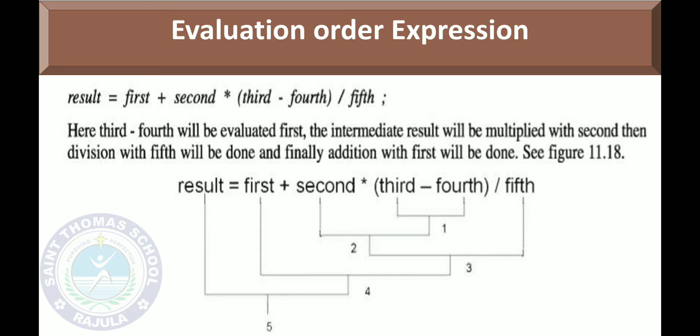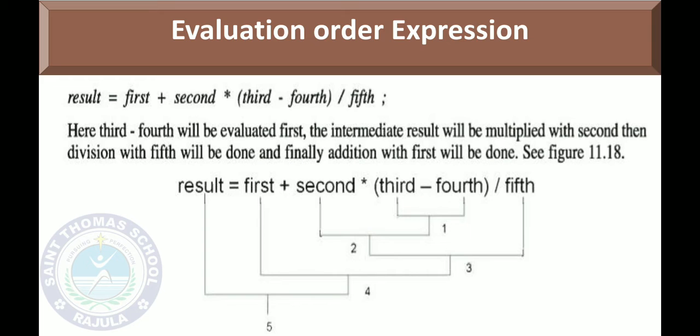See the priority first. If a bracket is there, then we have to resolve the bracket, then the multiplication. Whatever value we got, we will multiply with the second, then we will do the division with the fifth. Whatever value we got from the second is divided by the fifth, and then finally we will do the addition with the first.